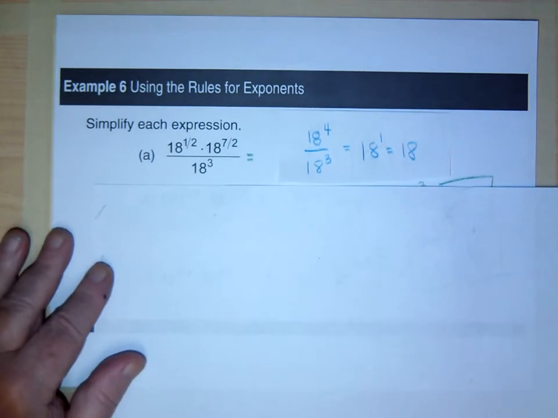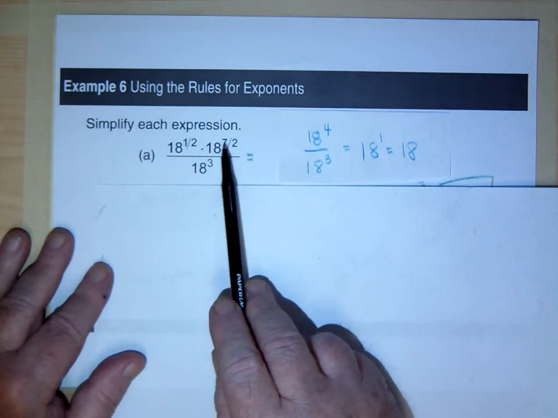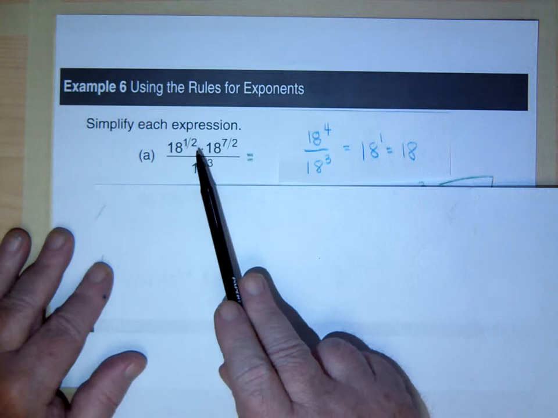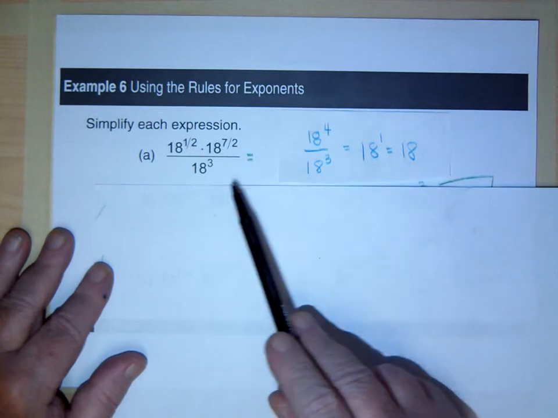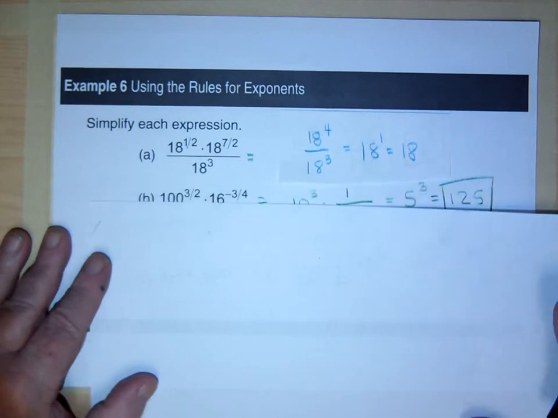The base everywhere is 18, so I'm going to be adding the exponents up here, and I will get 1 and 7 is 8, divided by 2 is 4, and the cube is there. I will subtract exponents then. I will have 18 to the first, or 18.